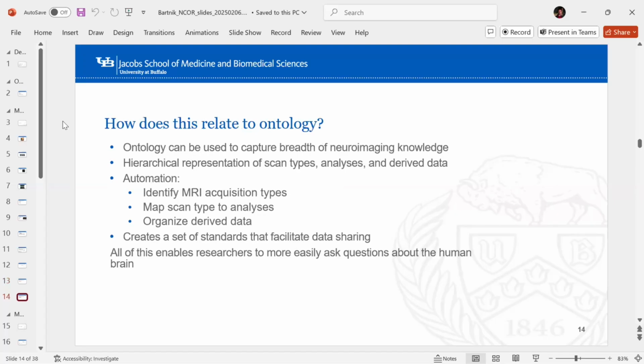And so that's where ontology comes in. A lot of our work on MRIO was motivated by trying to address most of those limitations. Ontology is great for capturing the breadth of neuroimaging expertise. So things that I do day-to-day in my lab that aren't really extendable to people who haven't been doing this for years like I have. It's helpful for automating the classification of MRI acquisition types and deciding what kinds of analyses you would do on your MRI data and how you can organize that after the fact.